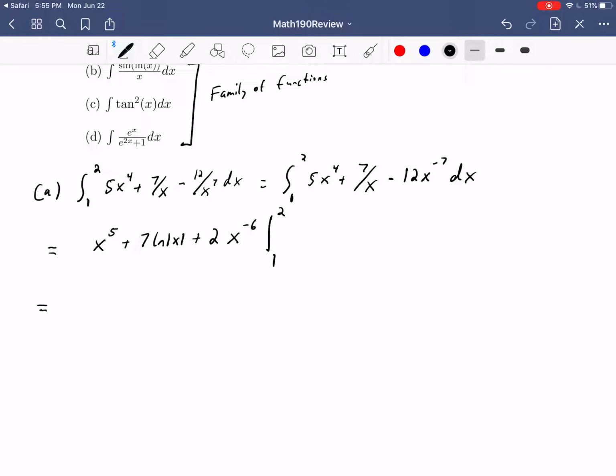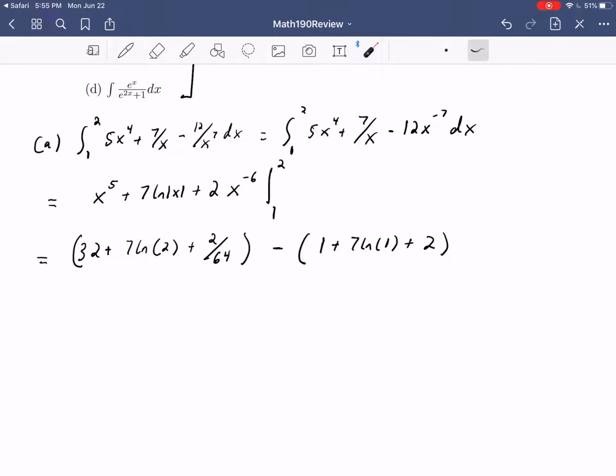If we go ahead and do that, we can plug in 2, and it looks like we'd get 32 plus 7 ln of 2, no need for the absolute value there, plus 2 over 64, because 2 to the 6th is 64, and it would be in the denominator because it's a negative exponent. That's evaluating at 2, and then we need to evaluate at 1, so it looks like 1 plus 7 ln 1 plus 2. Then we can do a little bit of simplification. We're going to have minus 1 and 2, so that's going to be a minus 3. I can make that a 29. So it looks like we'd get 29 plus 7 ln of 2 plus 1 over 32.